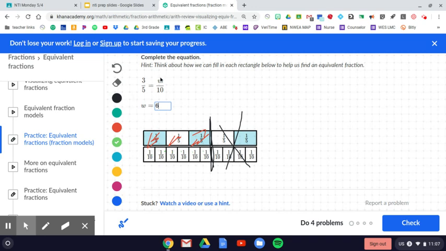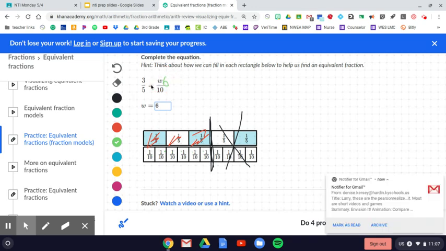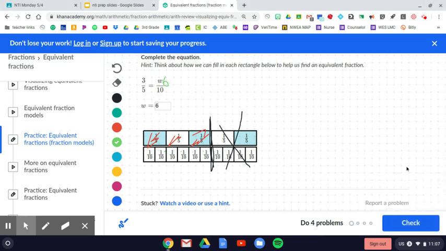Notice a really cool, look how cool this is. I'll put a 6 over here. It follows a pattern. 3, 6, 5, 10. Our numbers double because there are twice as many. So 3 times 2 is 6, 5 times 2 is 10. That's just a cool trick to help you find equivalent fractions. Let's make sure our work is correct.